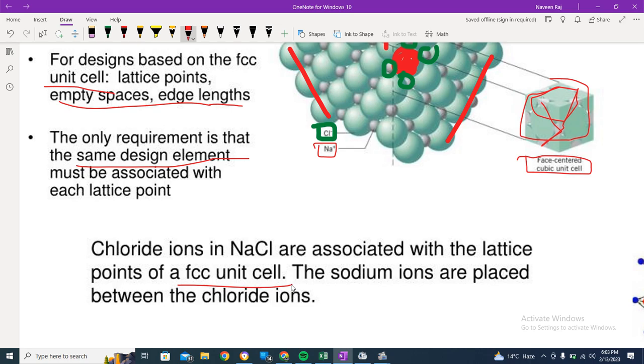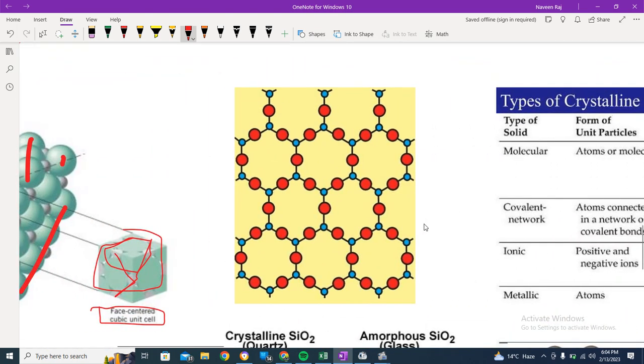The sodium ions are placed between the chloride ions. Yes, there is a particular arrangement, and I have told you that before. Now move to this diagram. You're going to see in this diagram that here is again a particular arrangement. You're going to see that hexagonal rings are there. Probably they are hexagonal, so these are repeated again and again.